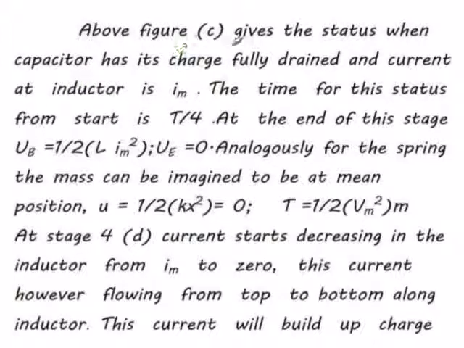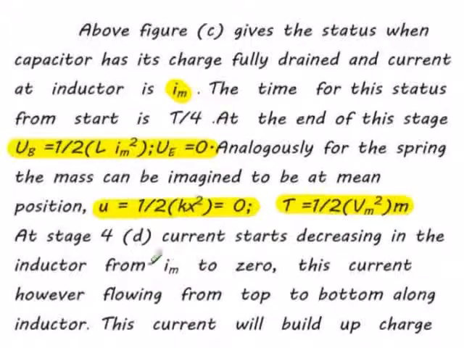Figure C gives the status when the capacitor has its charge fully drained and current at the inductor is Im. The time for this status from start is T by 4. At the end of this stage, UB equal to half L Im square and UE becomes 0. Analogously for the spring, the mass can be imagined to be at the mean position. So U equal to half k x square equal to 0 and kinetic energy K equal to half m Vm square.